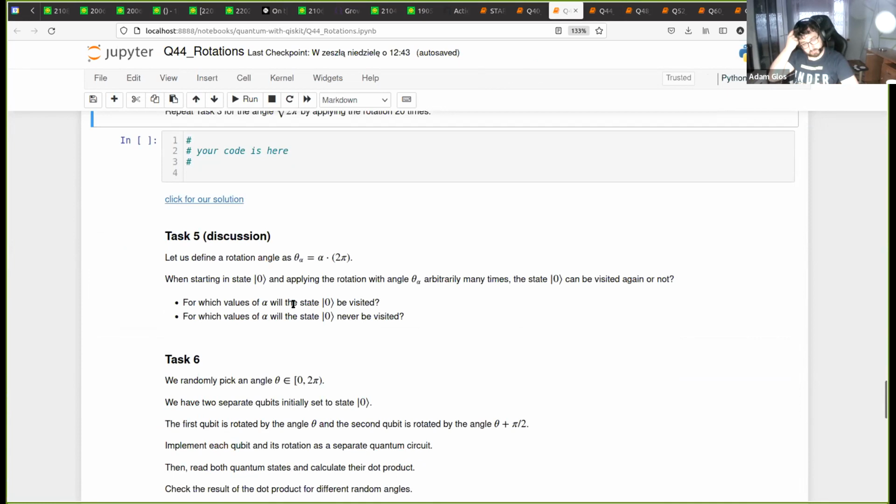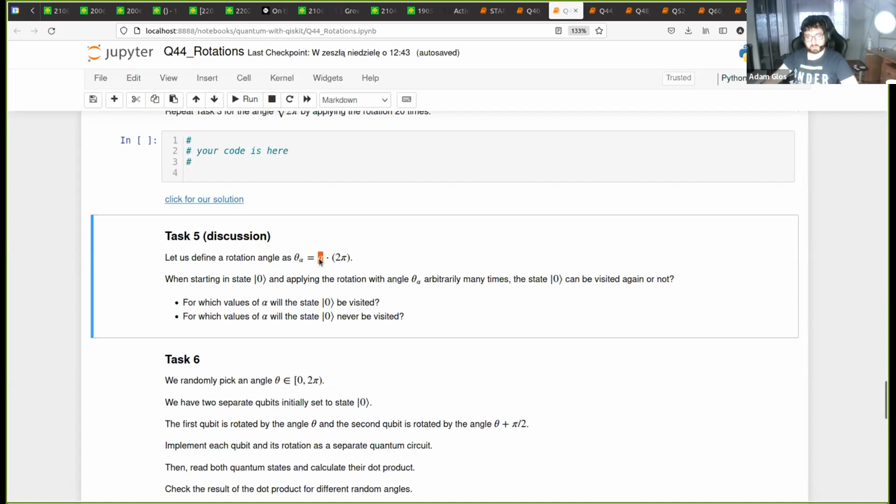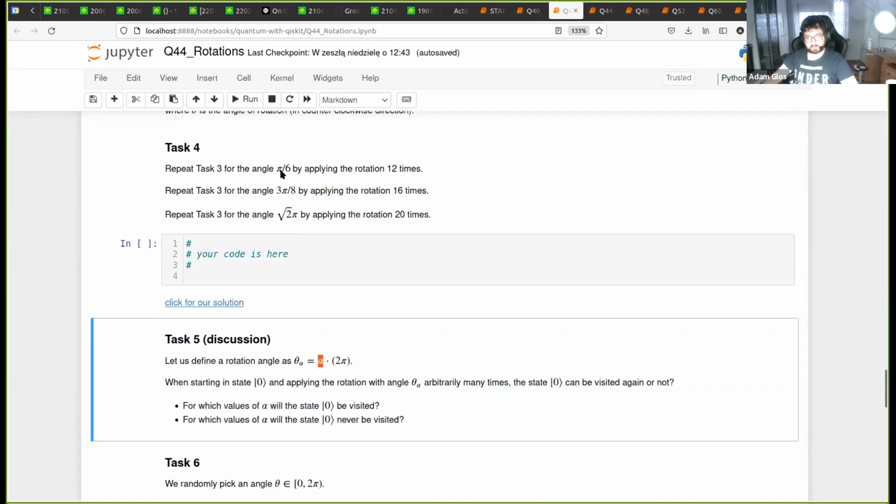And what I just said is related to this discussion. So the question is, if we choose this parameter alpha, which is next to this 2 pi or pi, that actually doesn't really matter. The question is, for which kind of alpha will the zero state be revisited at some point? It may be many steps, but it will be, ideally. And for which alpha will it never be visited? Okay, so this is not a very simple question, but perhaps some of you know the solution.